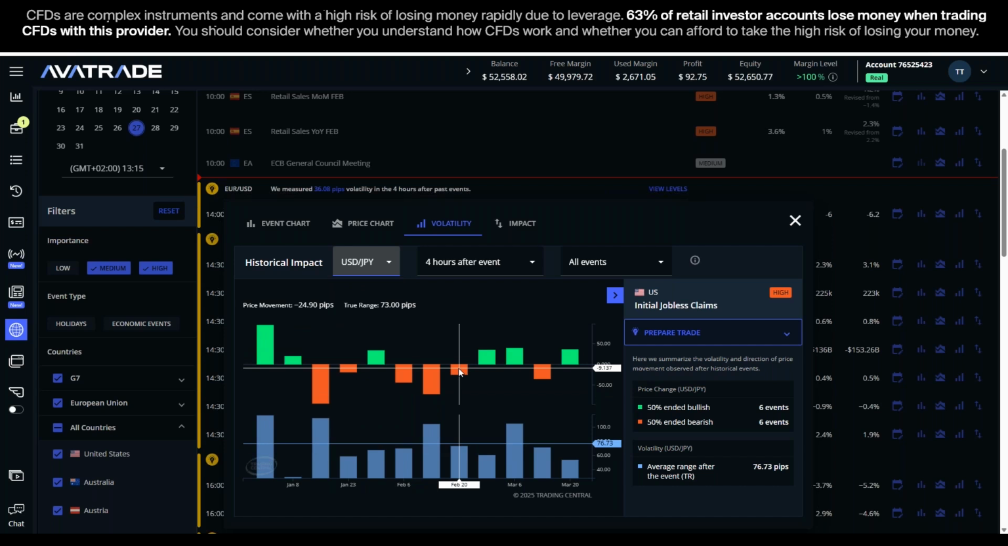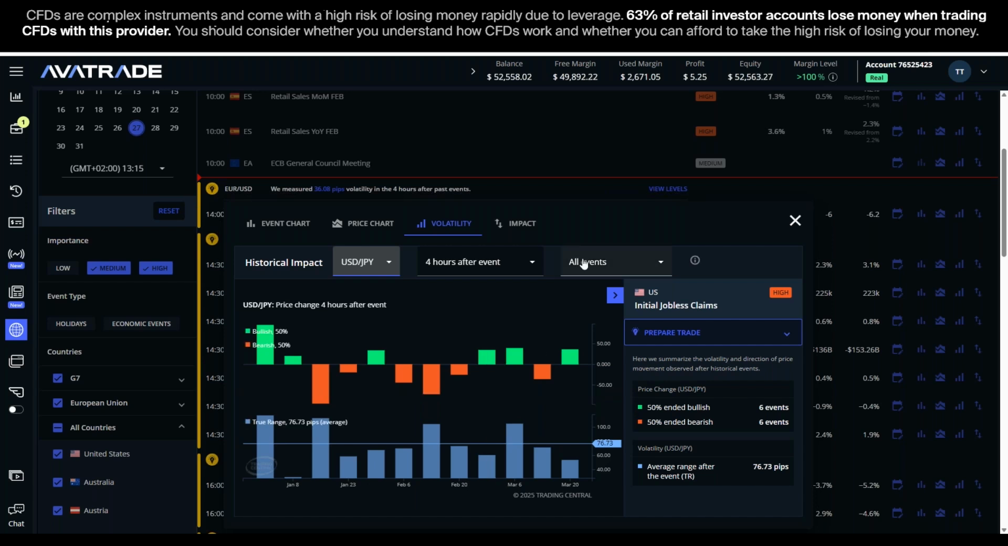The predictability sometimes is less than, but let's see. USD JPY, 4 hours after the jobless claims have come in the past, all these different dates when the announcement came in. Okay, it's 50-50 if I say all events. Half went up, half went down, 6 up, 6 down.